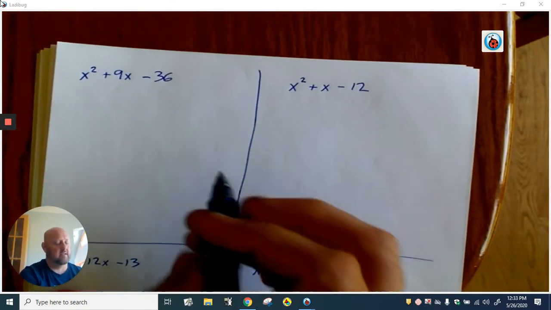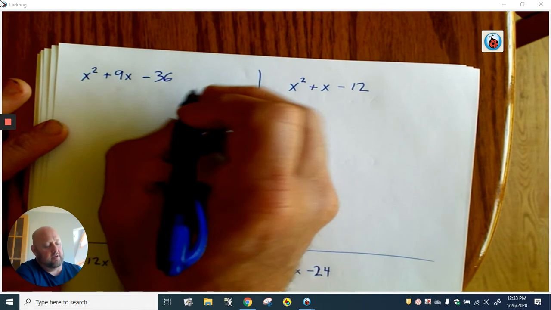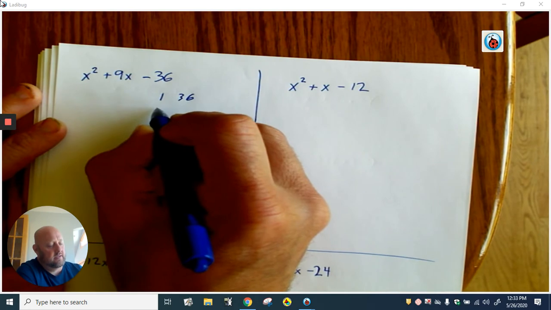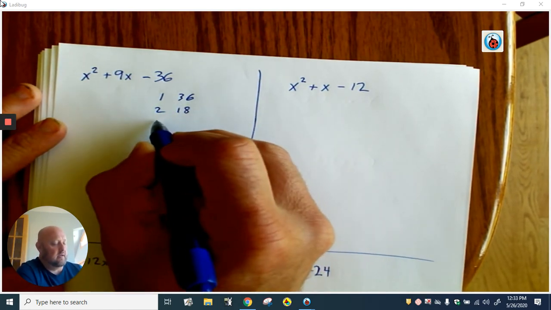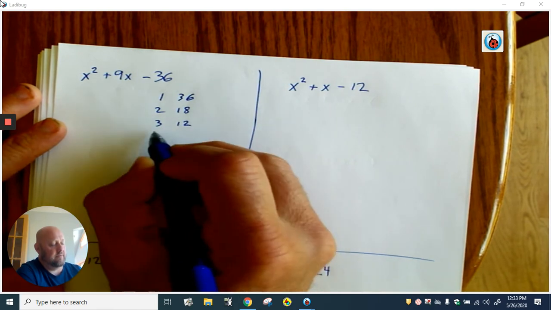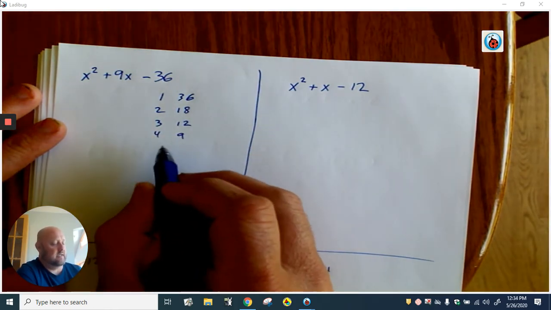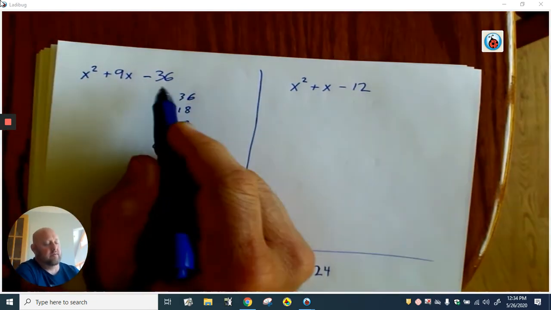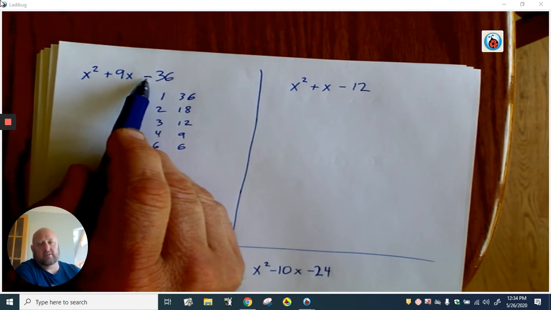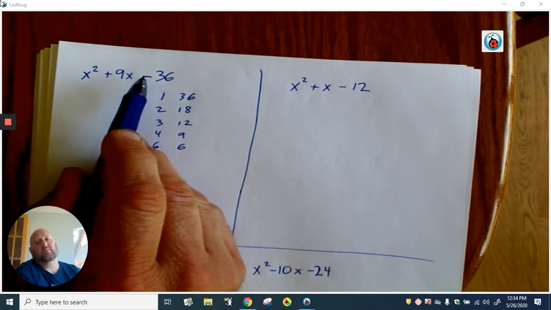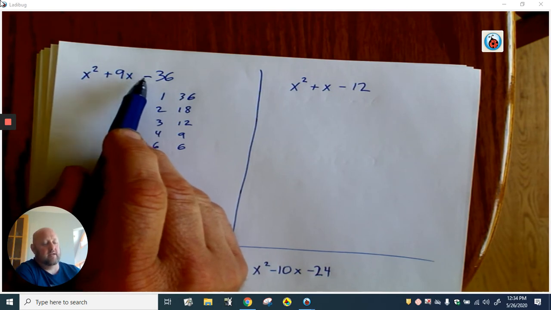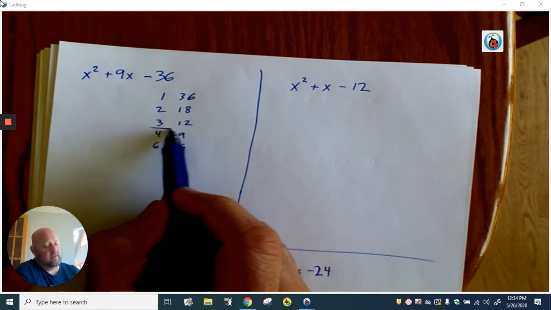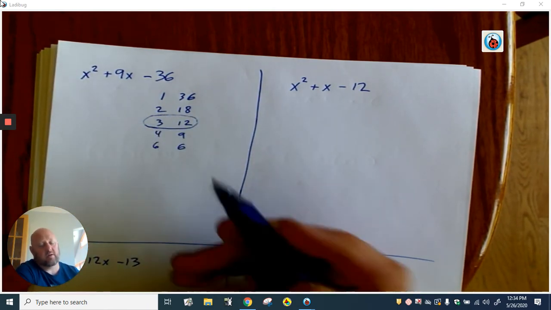So the way I like to think of this is this. All right, I'm looking for two numbers that multiply to 36. Well, 1 and 36, 2 and 18, 3 and 12, 4 and 9, 6 and 6, right? So those are all different combinations that multiply to 36. This tells me my signs have to be different. So because my signs have to be different, I'm going to end up subtracting the two numbers to get to my 9. So out of here, the only ones that subtract to get 9 are the 3 and the 12.